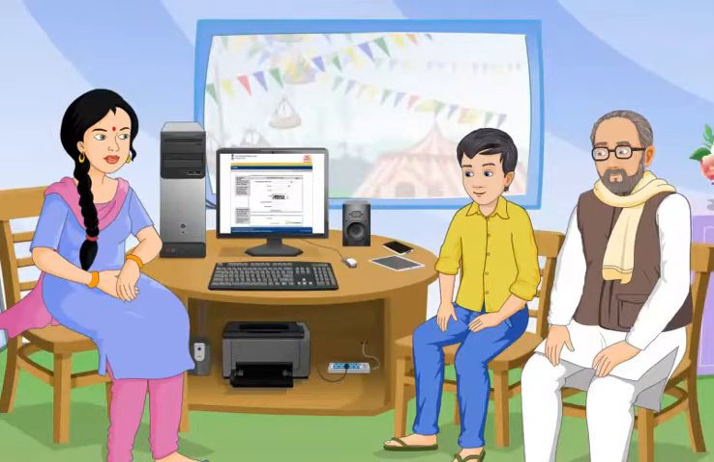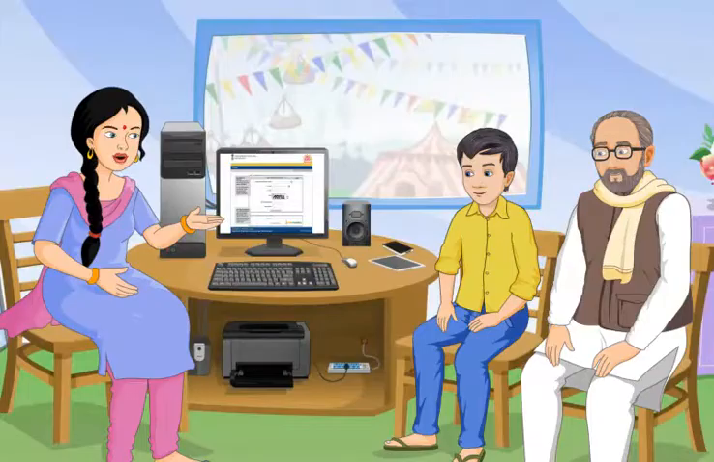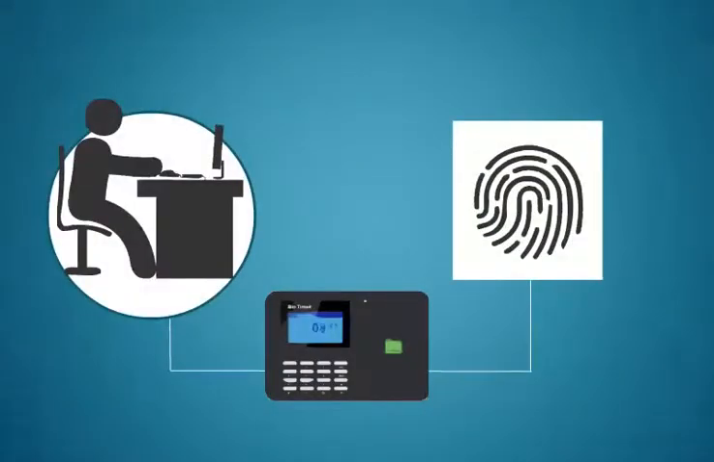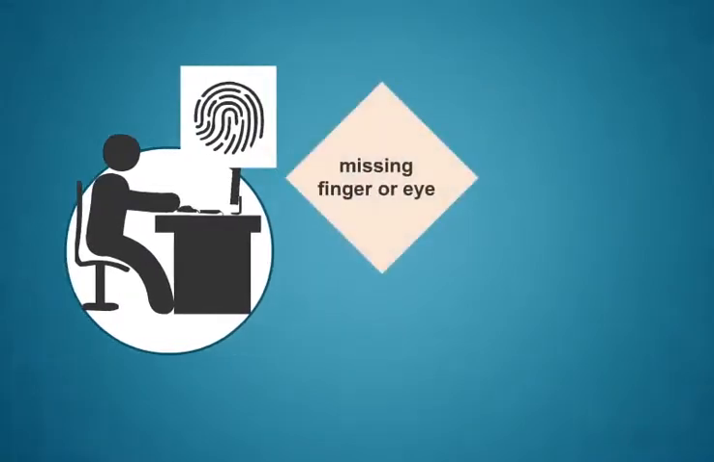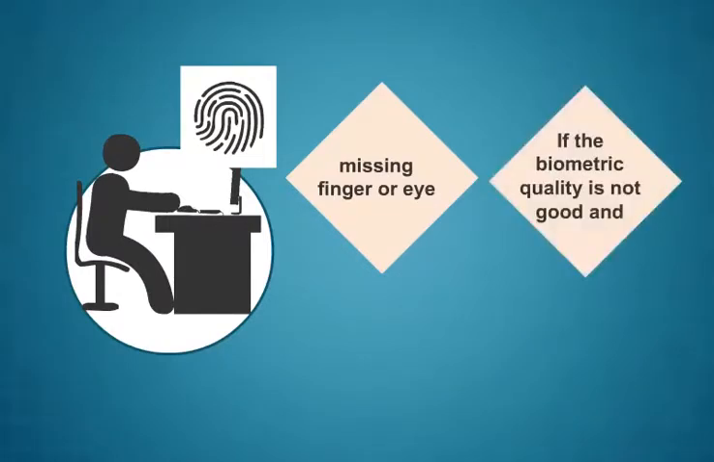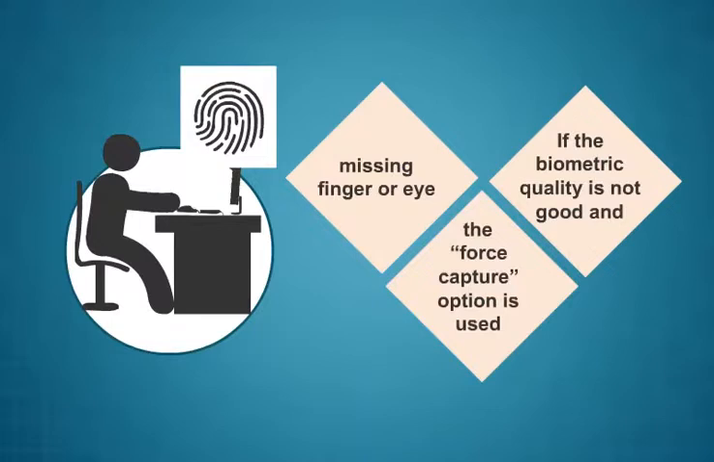Step 9. Enrollment operator provides sign-off for the data capture. Finally, the enrollment operator provides his or her fingerprint as confirmation and sign-off for the data that has been captured in the Aadhaar enrollment client. The enrollment agency supervisor's fingerprint may be needed if there are any exceptions, such as missing finger or eye, and if the biometric quality is not good and the force capture option is used.